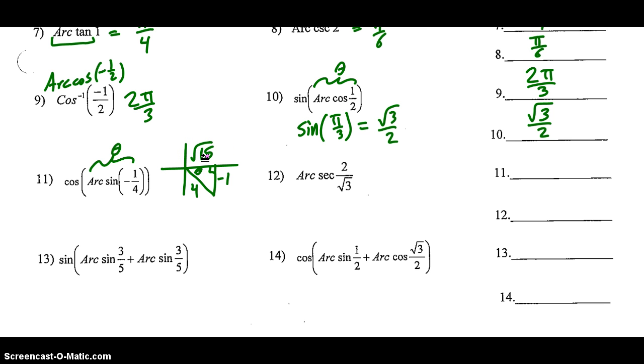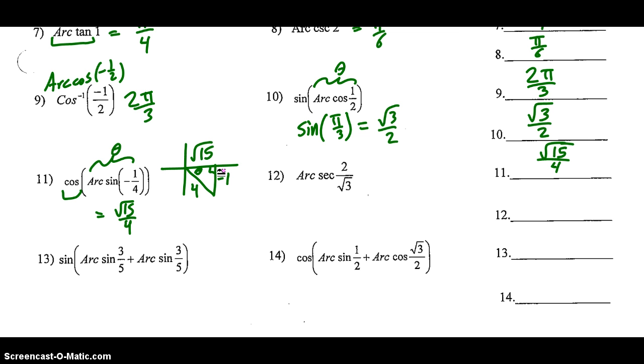Okay. And then they ask me, well, now I want to take the cosine of that particular angle. Notice I don't even need to figure out what that angle is. I'm just going to take the cosine. Well, cosine is adjacent over hypotenuse, so that'll be radical 15 over 4. By the way, it should make sense cosine's positive here because it's in quadrant 4. That's not so bad, hopefully.